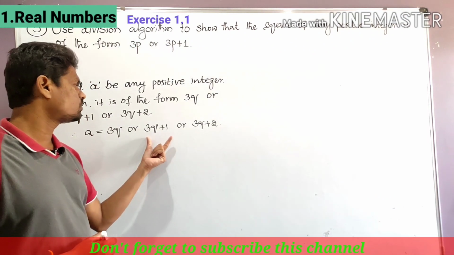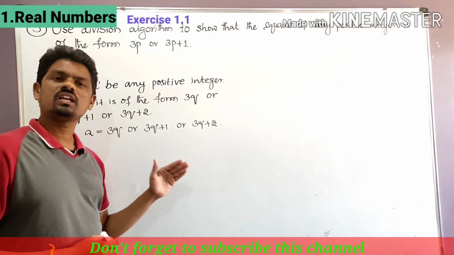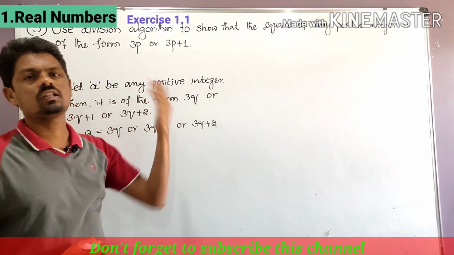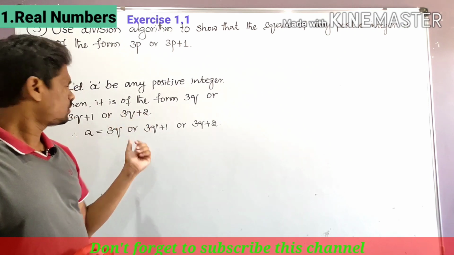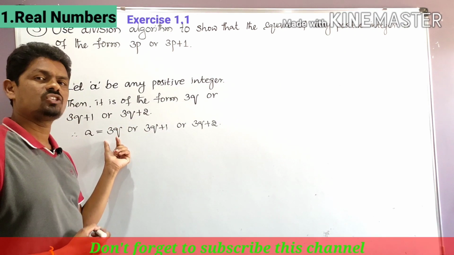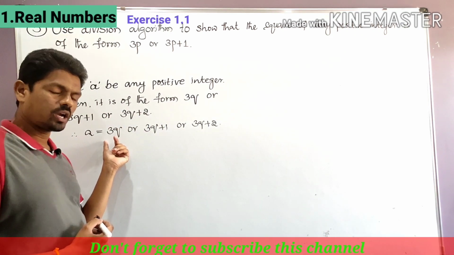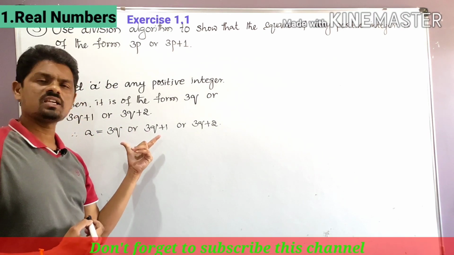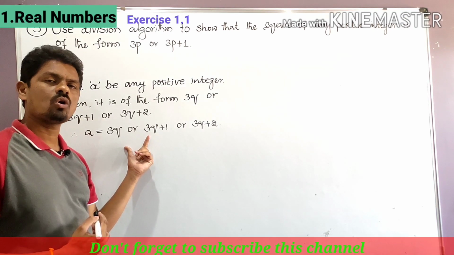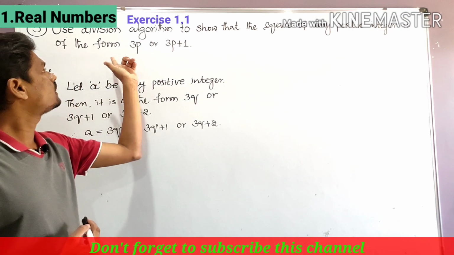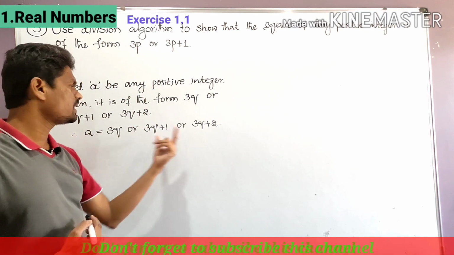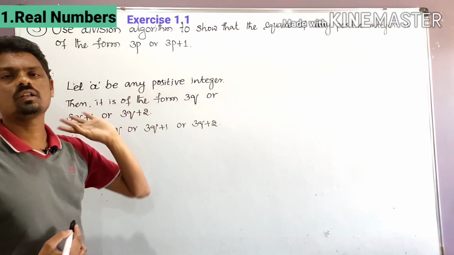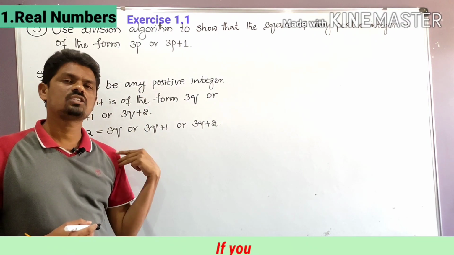So student, here we have three forms for a. In these three cases we have to show that the square of any positive integer is either of the form 3p or 3p plus 1. So by taking the first case a is equal to 3q, we have to show a square is of the form 3p or 3p plus 1, or by taking a is equal to 3q plus 1, we have to show a square is either 3p or 3p plus 1. By taking a is equal to 3q plus 2, we have to show a square is of the form 3p or 3p plus 1. So in these three cases we have to show, student.